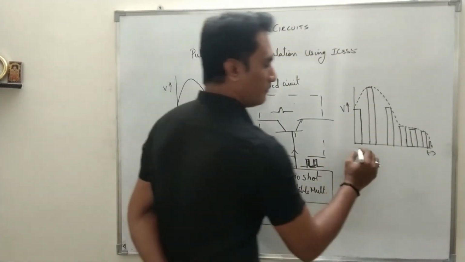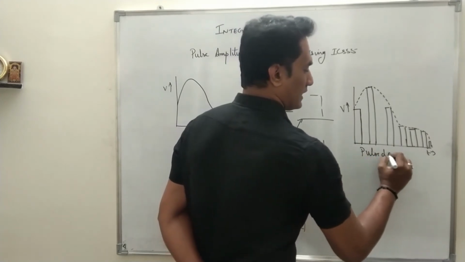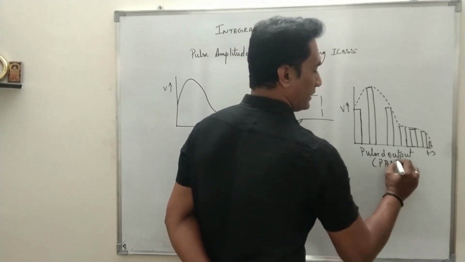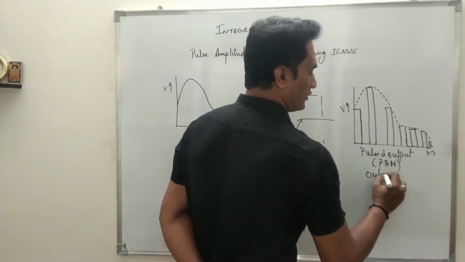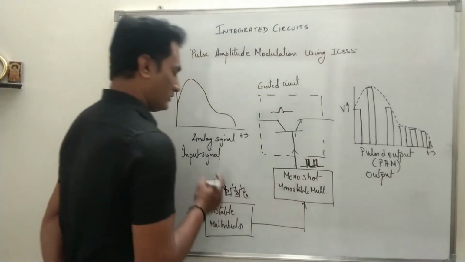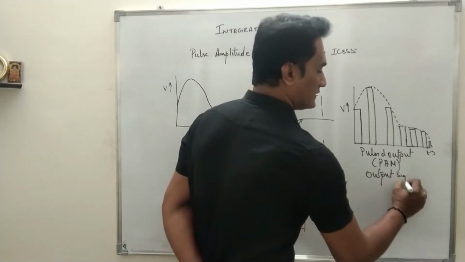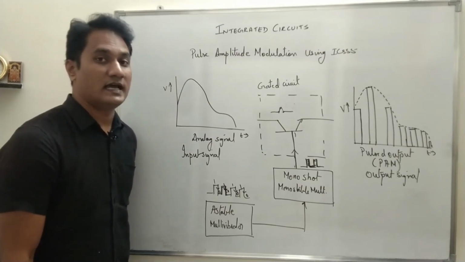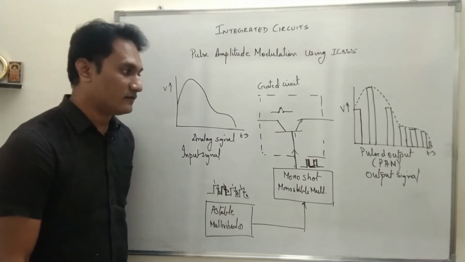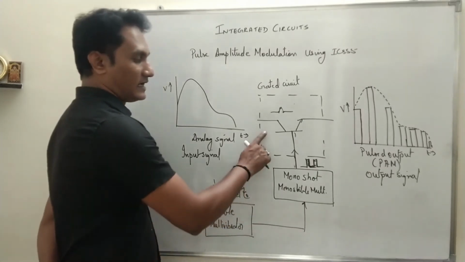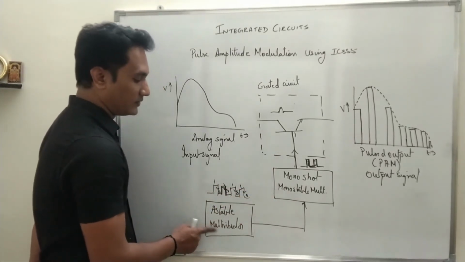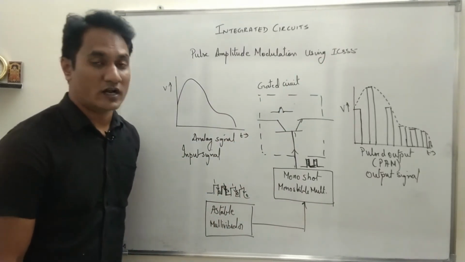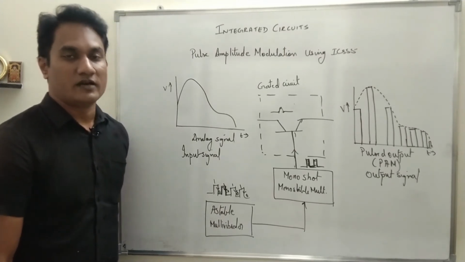Okay, so this is the pulsed output, or we can say the PAM, pulse amplitude modulated signal, which is what you are going to get at the output. So we have converted a continuous varying signal into a pulse amplitude modulated signal, which will be our output signal, by using a transistor, monostable and astable multivibrator. Of course, to design the monostable and astable, we will be using the IC555 timer. So this is one of the applications of the IC555 timer.